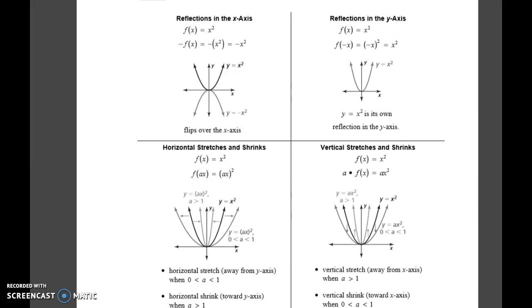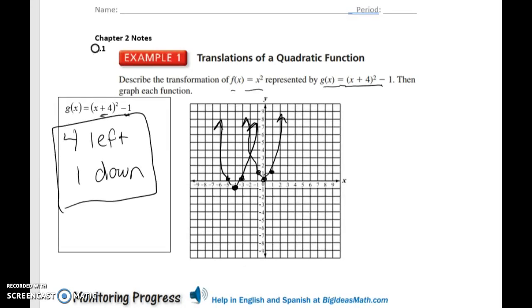If you notice in the journal, we can look at reflection and stretching and shrinking. In the top left box, reflection in the x means there is a negative placed outside the function. Reflection in the y, the negative is inside with the x. Notice where the parentheses are in both. For a horizontal stretch and shrink, the number will be multiplied to the x inside the parentheses. But for vertical, the number will be multiplied outside the function. Now let's look at example 2.